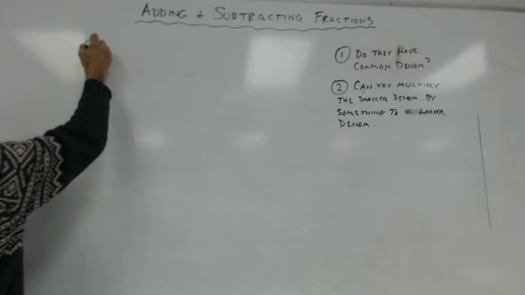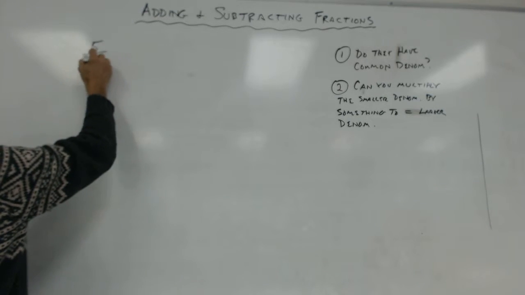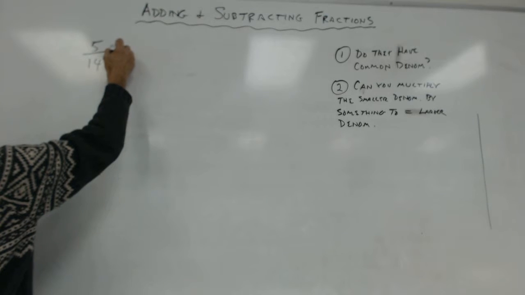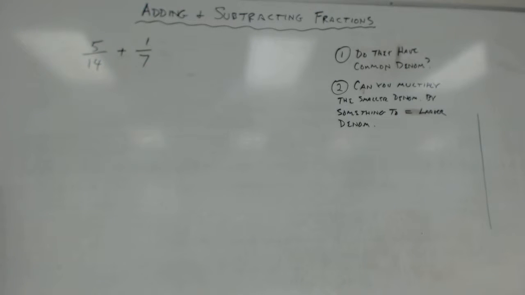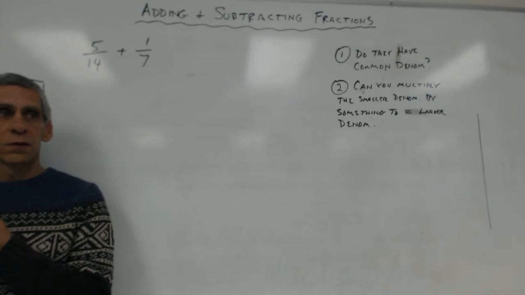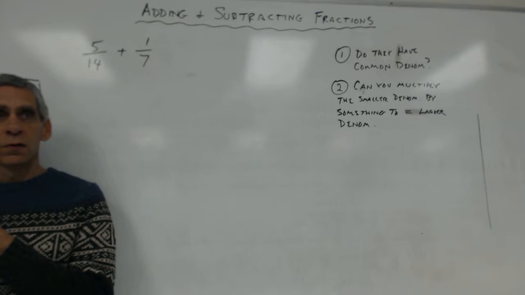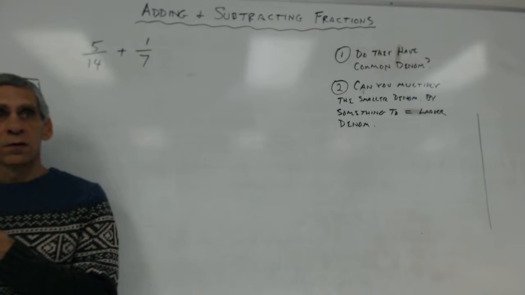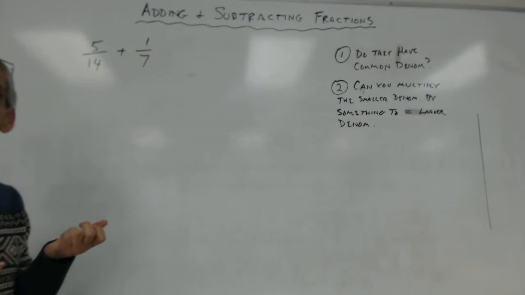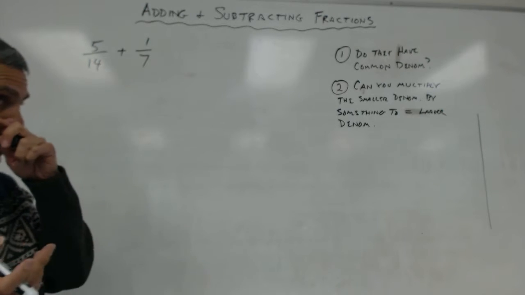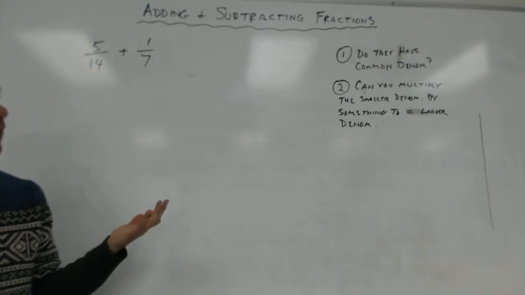So how about I say 5/14 plus 1/7. Do I need to have common denominators for this? Yes. Why? Right, exactly. Whenever you're adding or subtracting, you have to have common denominators. So, using my first rule, do they have common denominators?